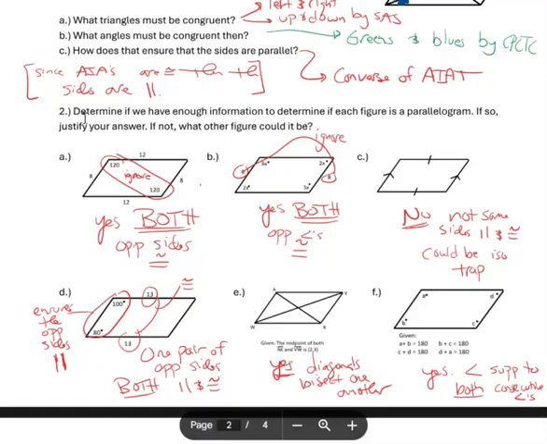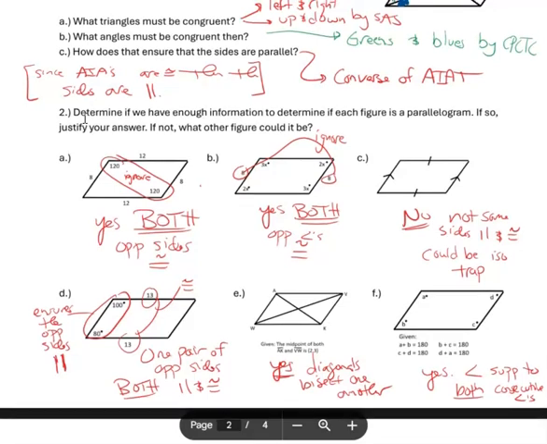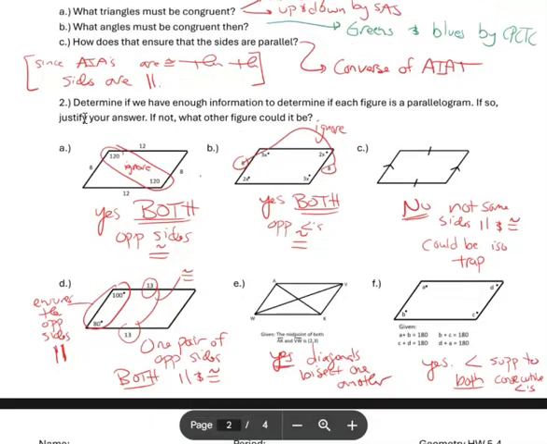The next one, we're going to ignore the fact that those opposite sides are congruent because we don't have both opposite sides, but we do have both opposite angles. So this would be a parallelogram because both opposite angles are congruent. The next one is no. While we did have something about opposite sides being parallel and congruent, this is different sides. One pair are parallel and one are congruent, and this could be an isosceles trapezoid.